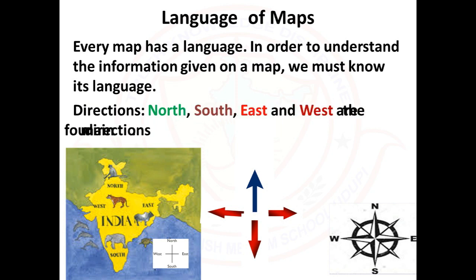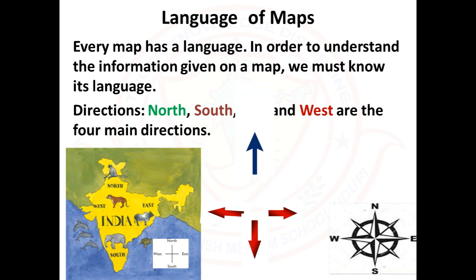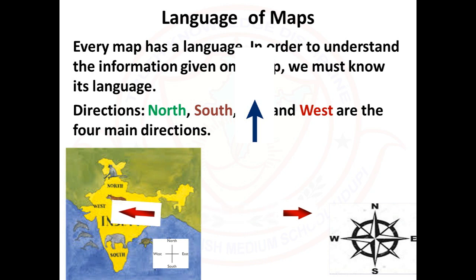But how would you know which area on a map is in which direction? For this, always keep in mind that the top of the map indicates the north direction. It is marked by the letter N. If you know the north, you can easily find out the other directions. Always remember, if north is at the top, south is at the bottom, west is to your left and east is to your right.